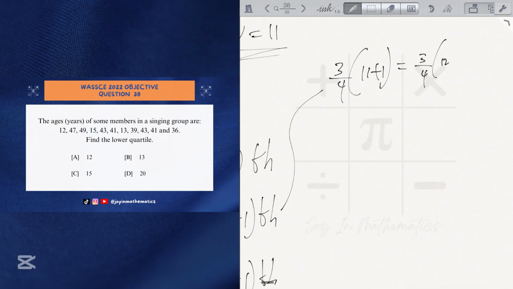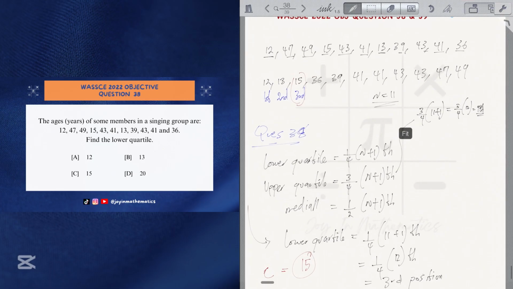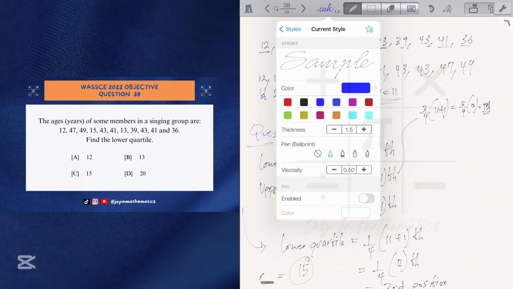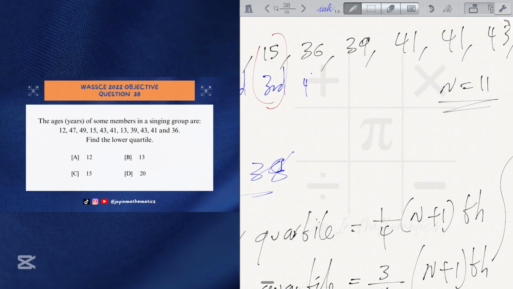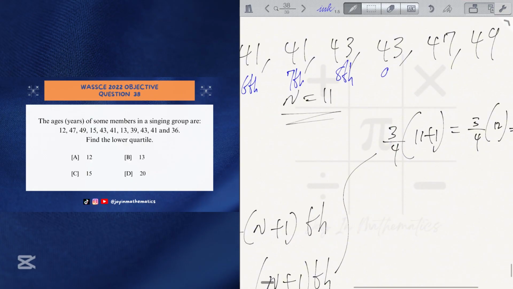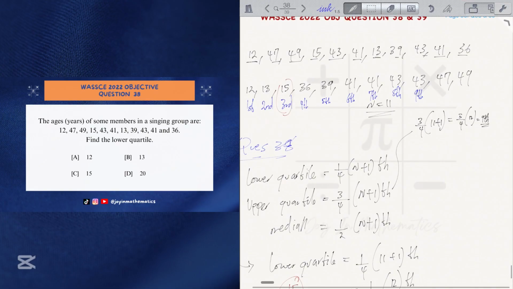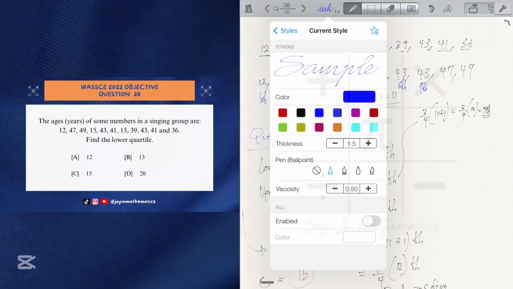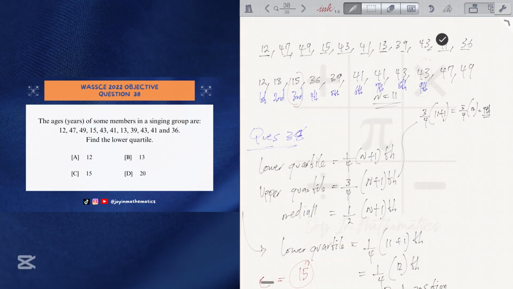So 3/4 of 12 is what? It is the ninth position. So therefore we continue this positioning. This is the fourth, we have the fifth, the sixth, the seventh, the eighth, the ninth. So indirectly we are saying that the upper quartile is 43. We'll tag this as the upper quartile.